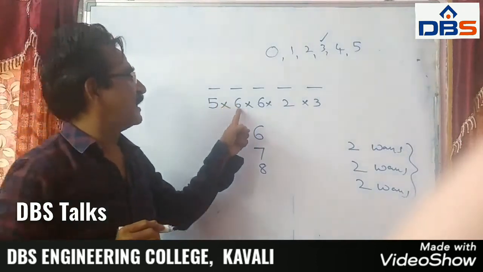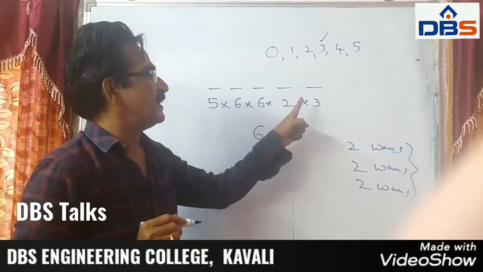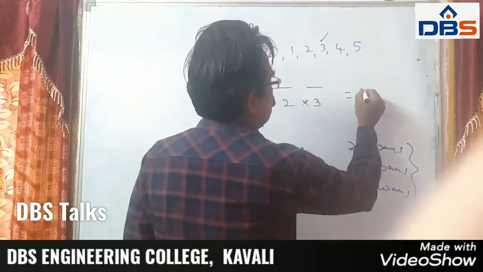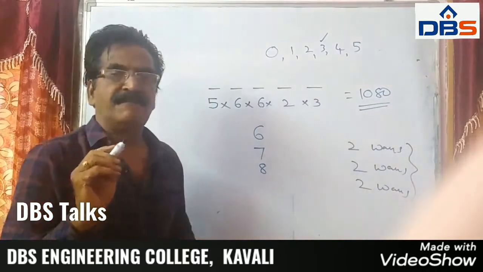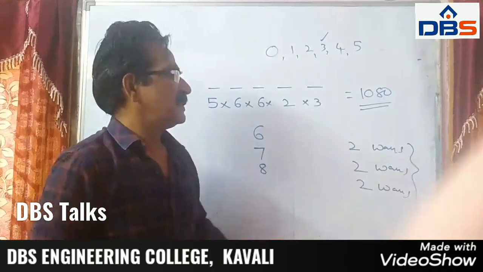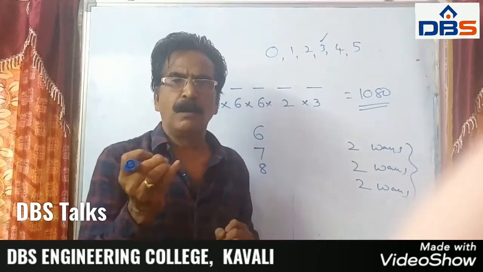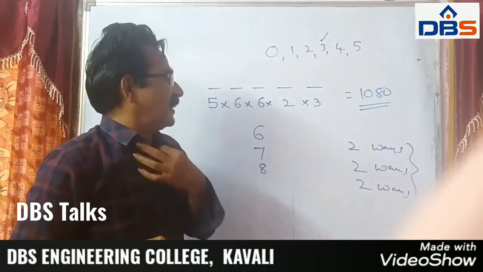So 5 sixes are 30, 30 sixes are 180, 360, 360 into 3, 1080 ways, friends. 1080 ways. See, this is an easy thing, but a small understanding must be a small bit difficult.